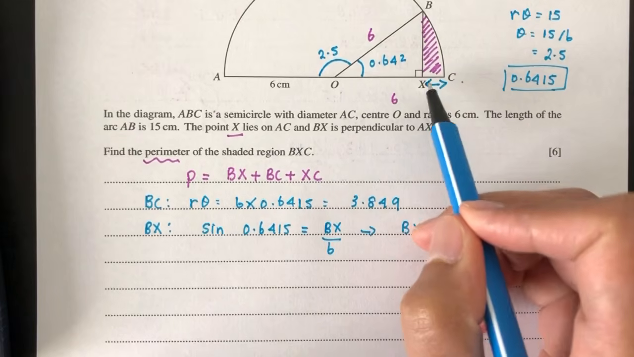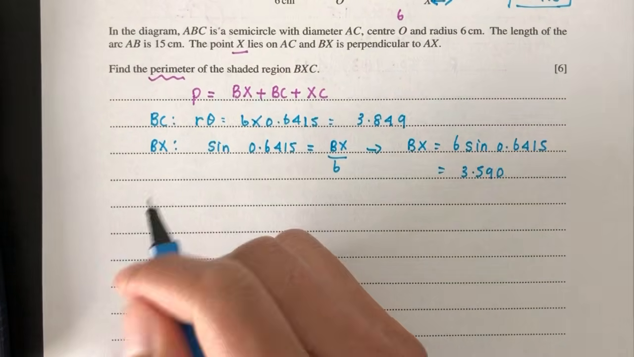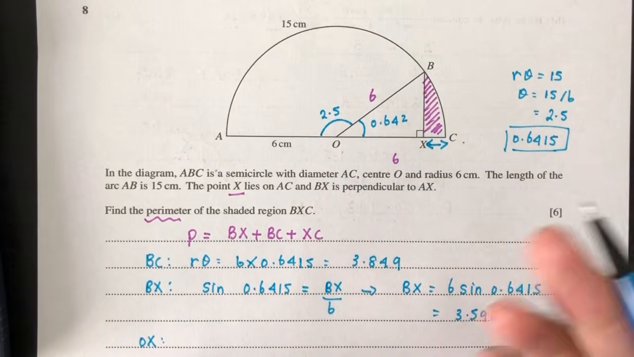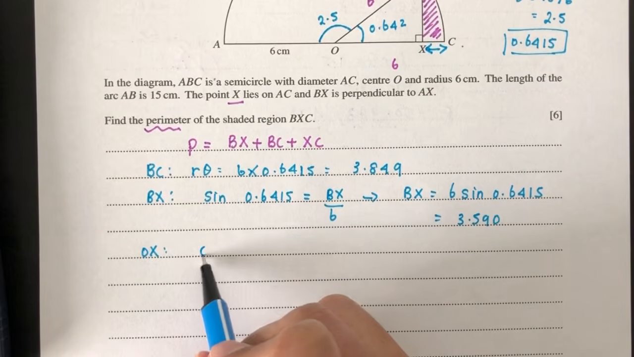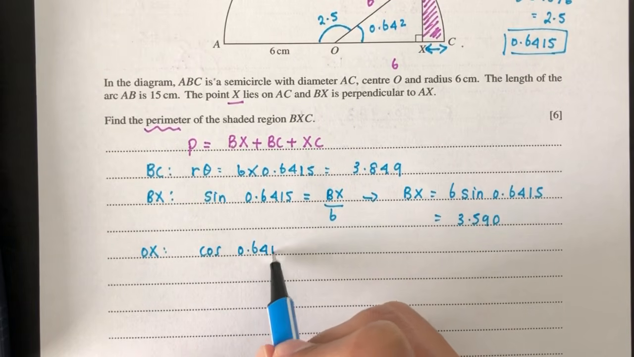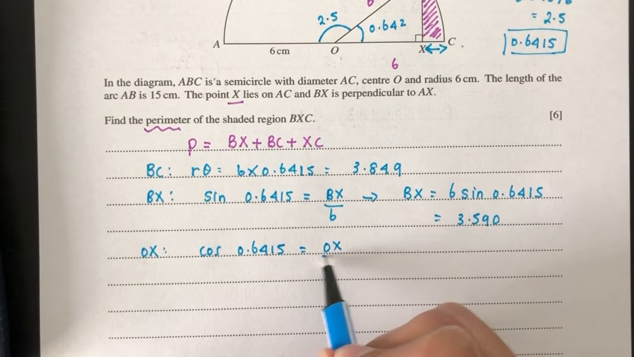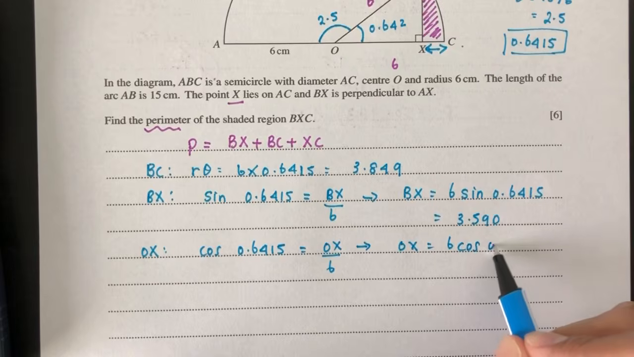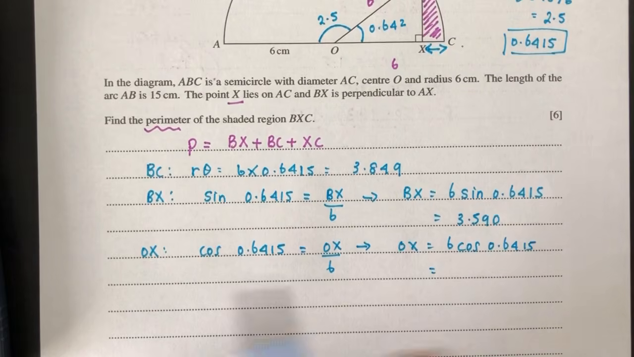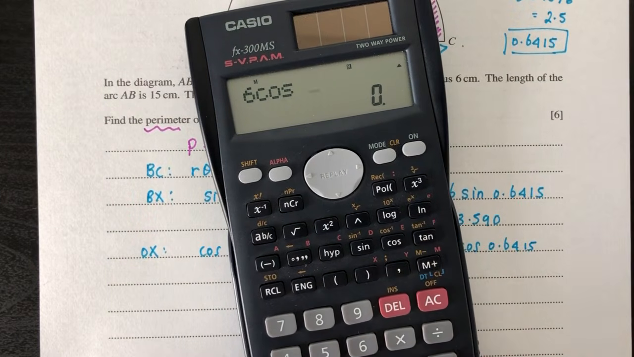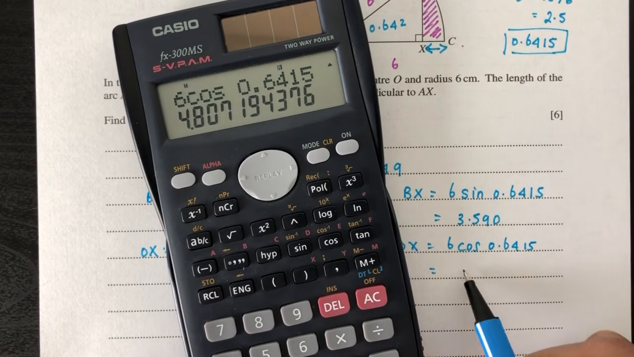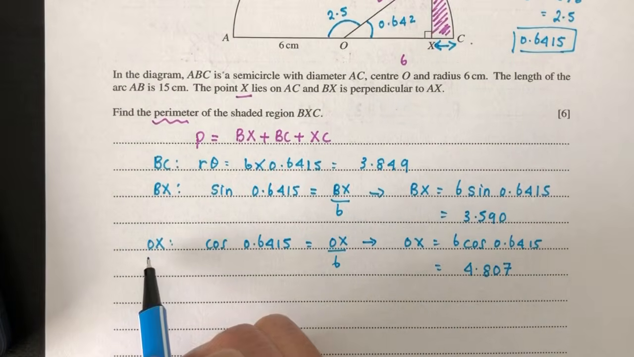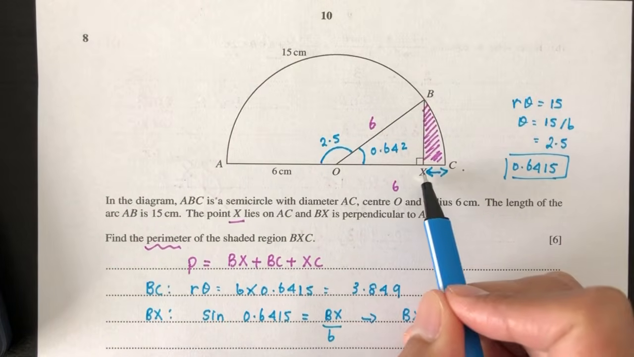Now the last one is XC. To find this, we first have to find OX. Because we have a right angle triangle again, you have to use cos for this one. That will be cos of the angle, OX over 6, which makes OX equal to 6 cos of the angle. So 6 cos of 0.6415, that will be 4.807.